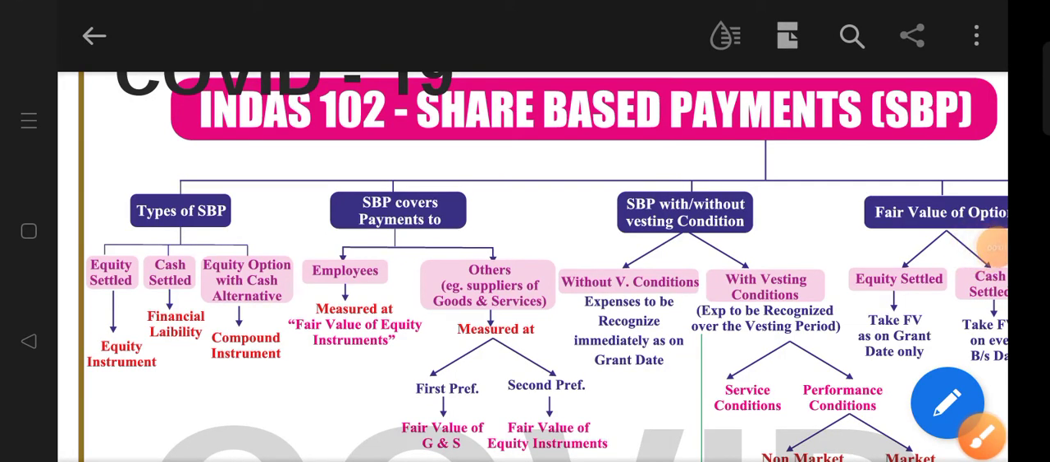Hi friends, in this video we are going to discuss Ind AS 102, which is share based payments, by using the chart book of C.A. Jaichavala sir. We will discuss this theory part. Okay, first, what are the types of share based payments?